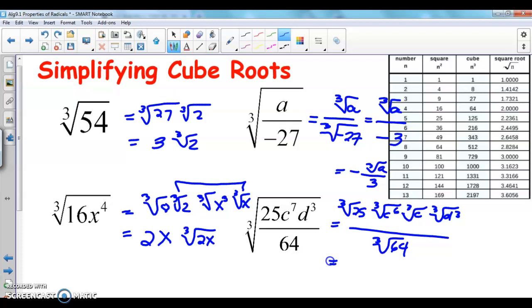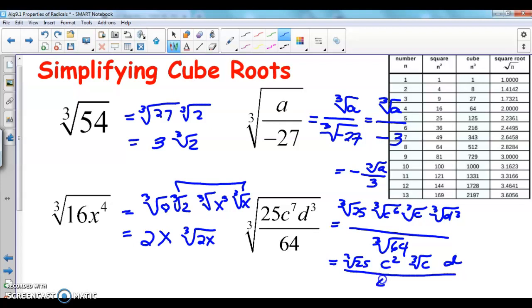Let me do it over here. So cube root of 25, that's not possible. So we're just going to bring it down. Okay. Cube root of c to the 6. So divide 6 by 3. You get 2, right? So c squared. This is not possible, so just bring it down. The cube root of d to the third power. So 3 divided by 3 is 1. All over the cube root of 64 is right here, 64, 4.